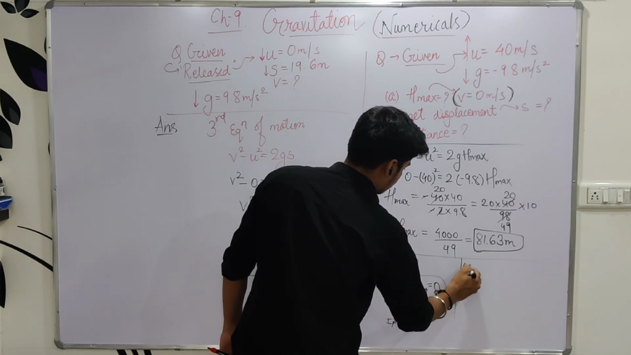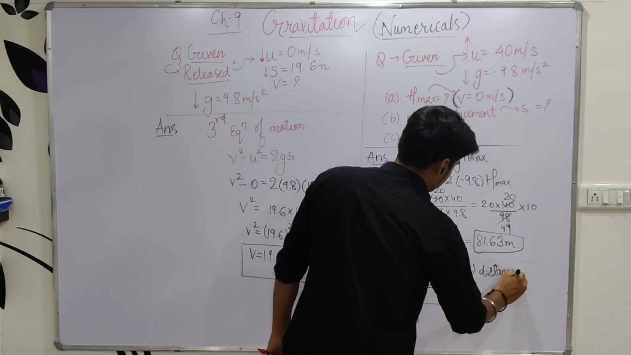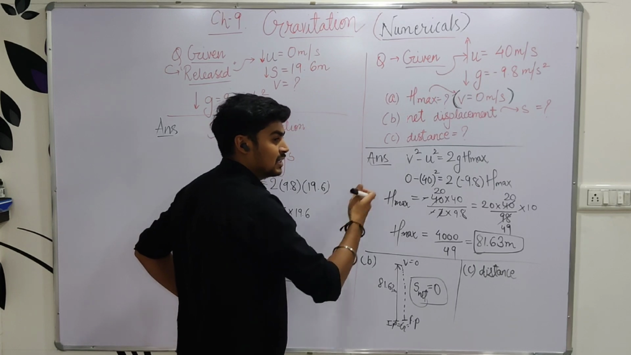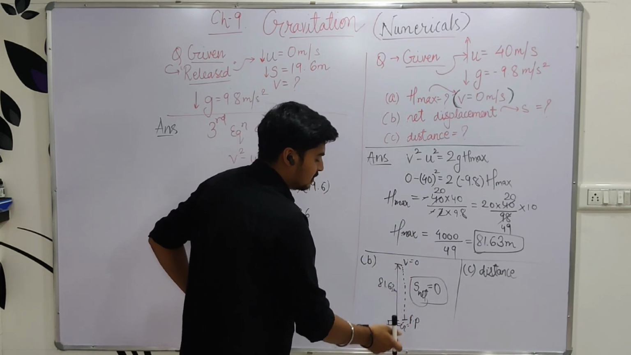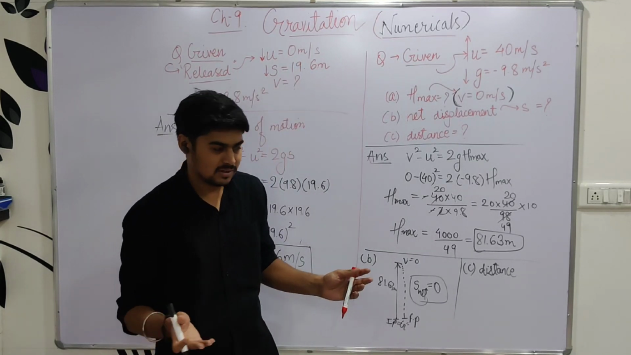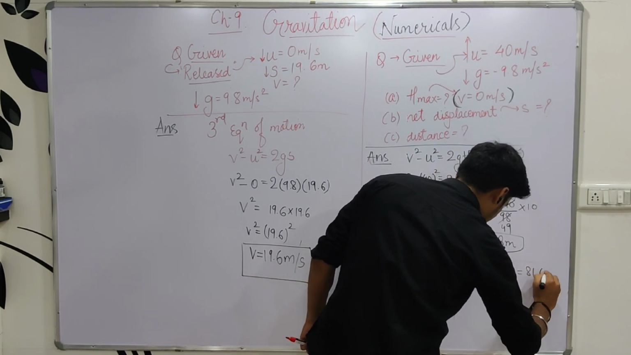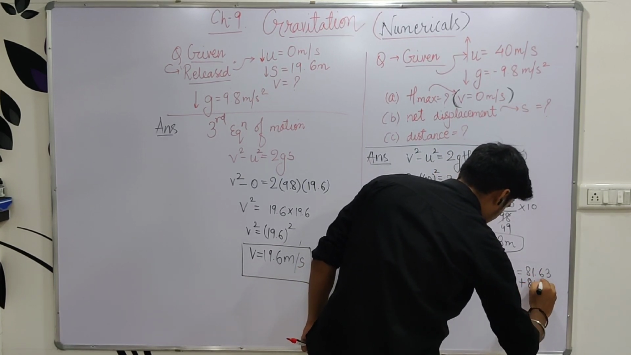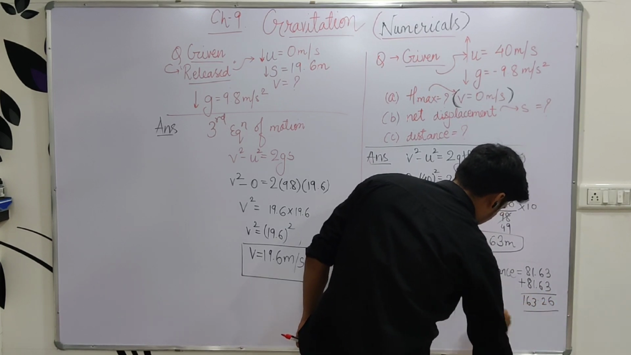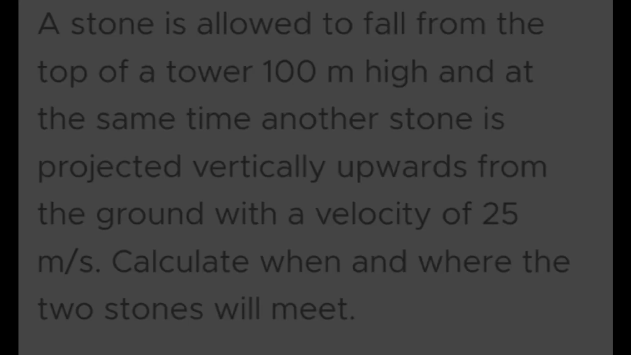The last part was to calculate the total distance. Okay. So to get the total distance, as you can see, in the first journey it was 81.63. In the journey downward, it will be 81.63. Why? Because when we talk about distance, we talk about the actual path. If the direction changes, it doesn't matter. So the distance will be 81.63 plus again 81.63. You will get 163.26 meter. That will be the total distance.